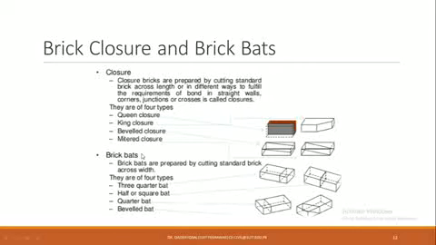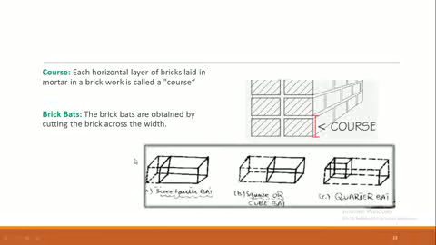What is a brick bed? Although details about these things are given in the next slides, brick beds are the part or piece or portion of the brick which is obtained by cutting the brick across the bed. There are four types of brick beds: 3/4 bed, half or square bed, quarter bed, and beveled bed.